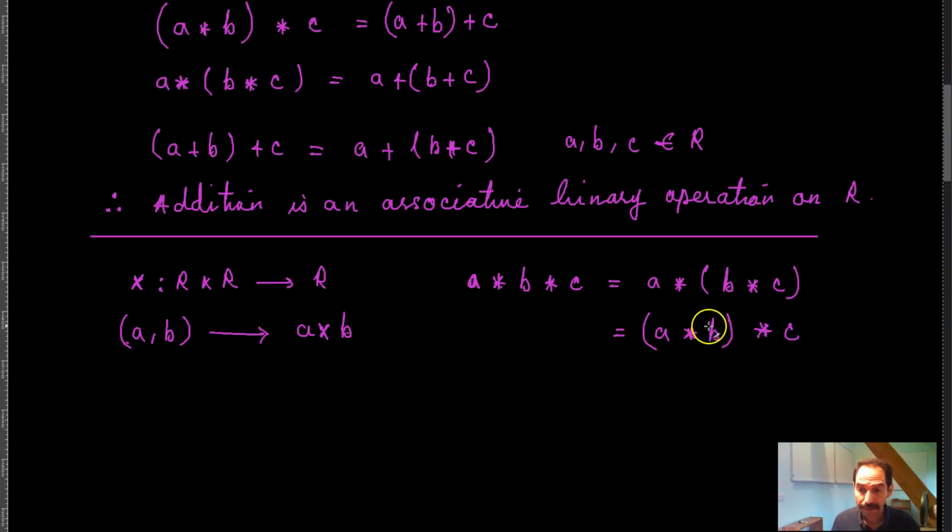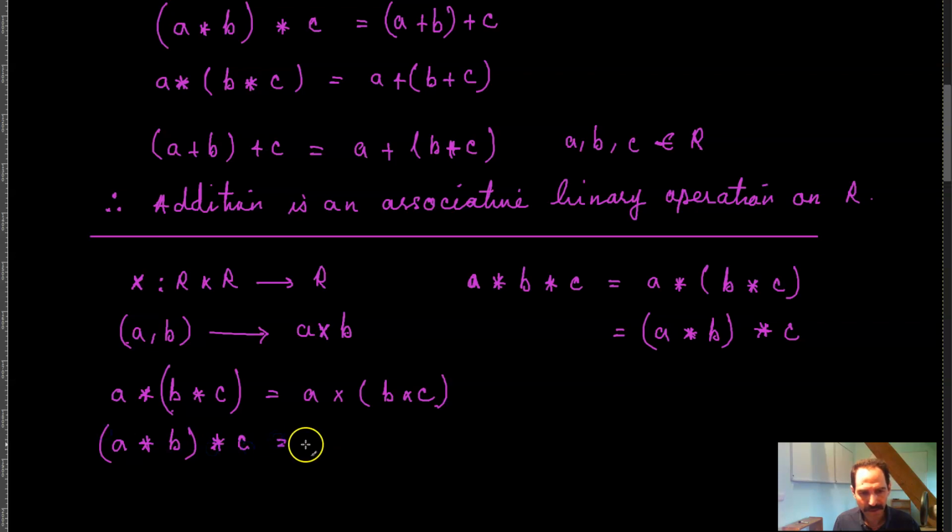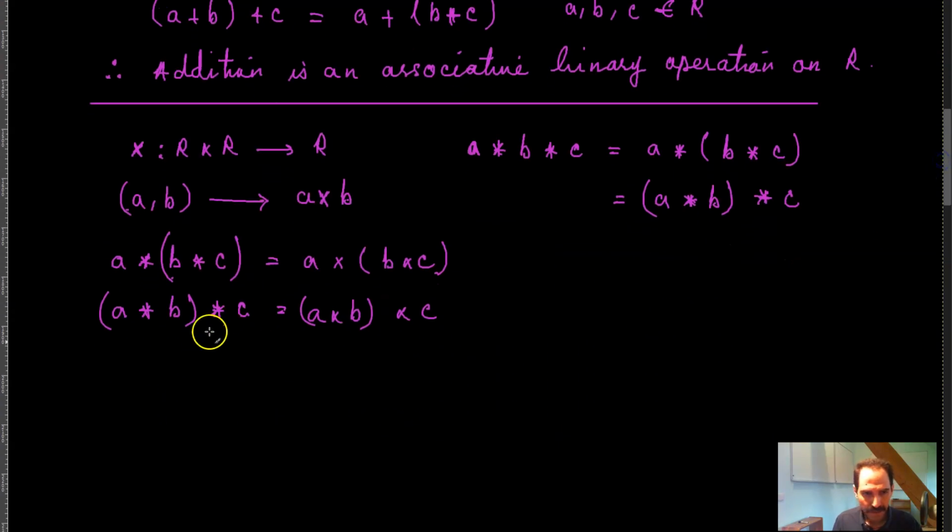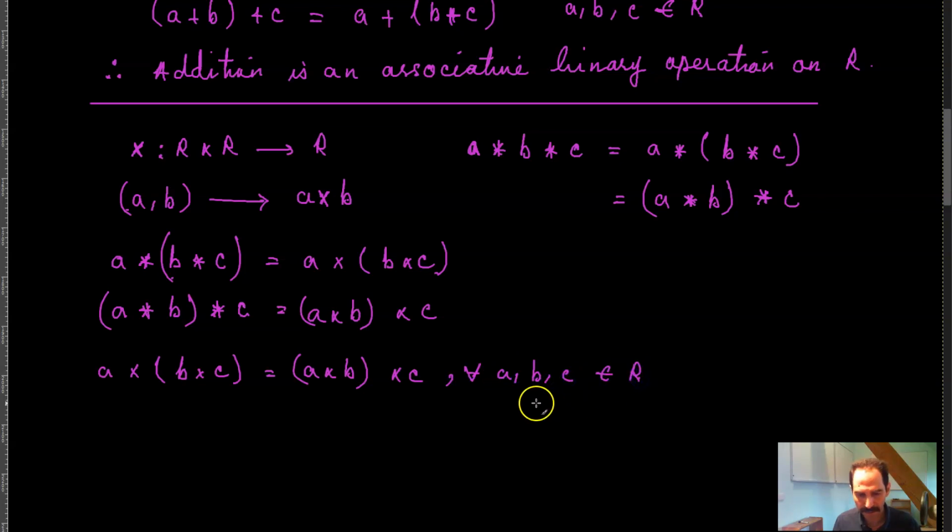Which means that now when star is basically multiplication, A star B star C, written this way, is equal to A times B times C. And when I write it this way, A star B star C is equal to basically A times B times C. And of course you know that A times B times C is the same thing as A times B times C for every A, B, C belonging to the set of real numbers.